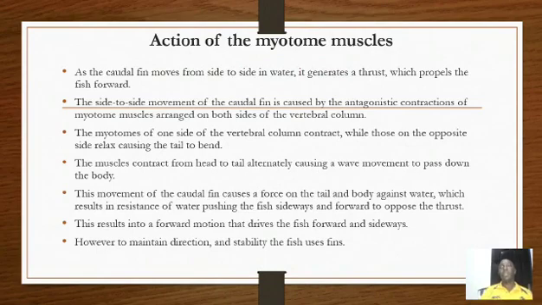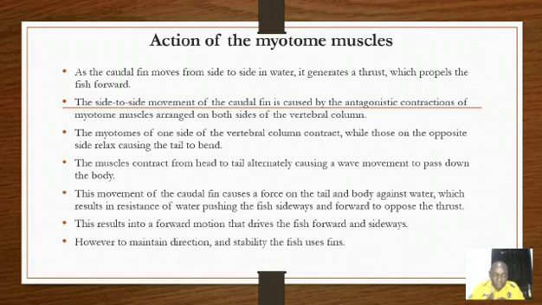Now, we've talked about the myotomy muscles. How is locomotion brought about in fish? We simply say locomotion in fish is brought about by the fins and the myotomy muscles. Remember, myotomy muscles are found on either side of the vertebral column. When there is one set on the left, there is equal another set on the right.